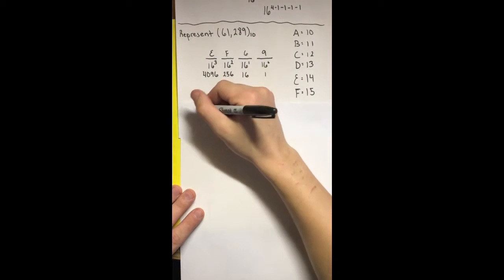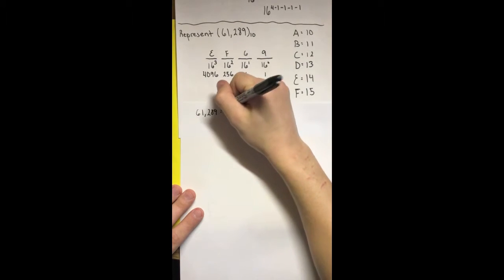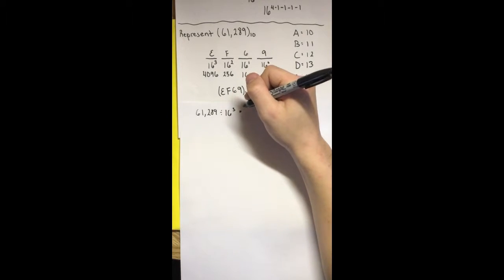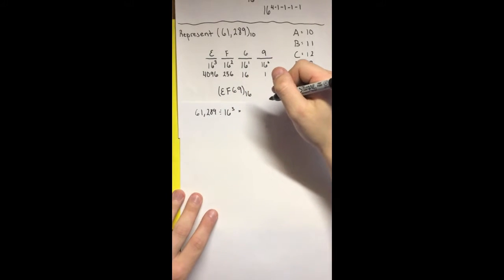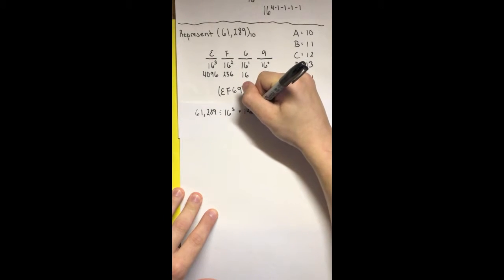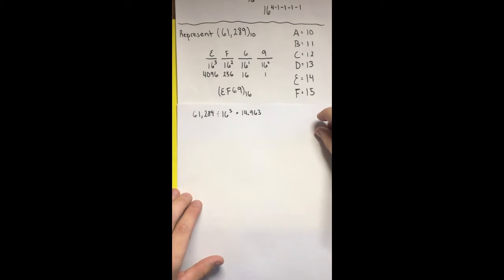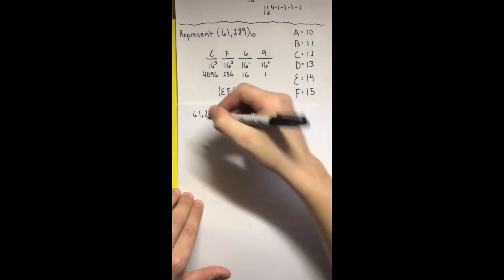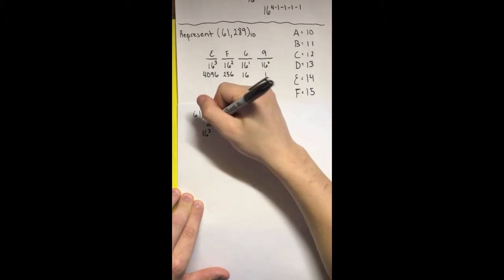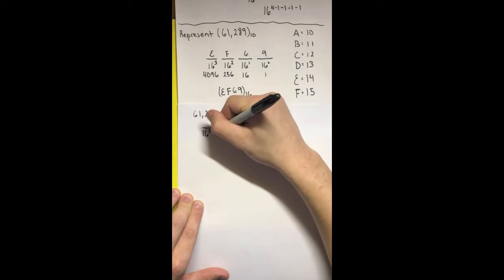So 61,289 divided by 16 to the 3 equals 14.963. Now this number is less than 16. So 16 to the third is our farthest to the left bit, meaning we have 4 bits.